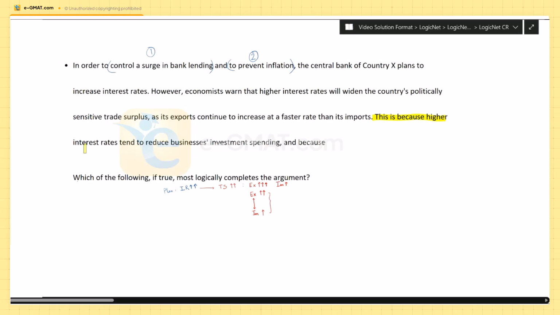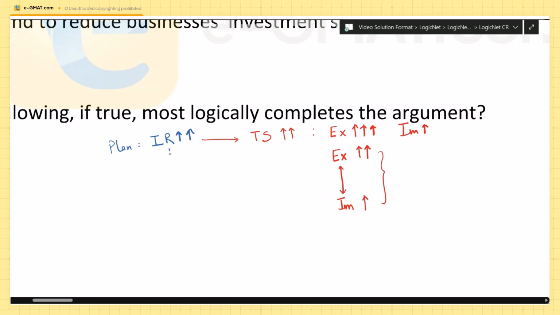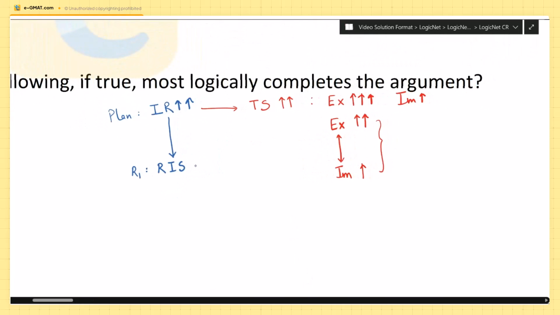This is because higher interest rates tend to reduce businesses' investment spending. So we have a reason now. The reason why higher interest rates can lead to the widening of trade surplus. So one reason has been given to be reduced investment spending. And there is another reason. So these two reasons have been given to make us believe that increase in interest rates can lead to the widening of trade surplus.